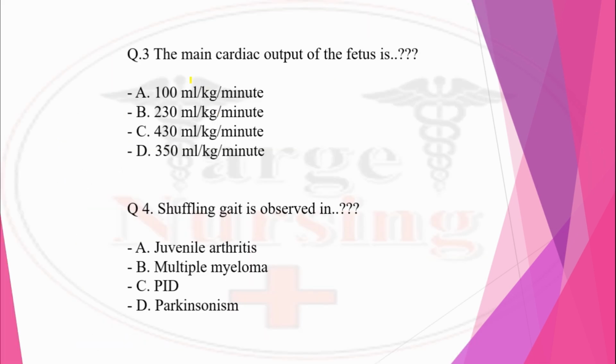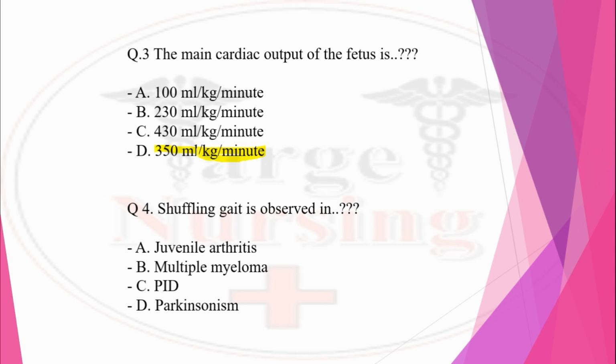The third question is the main cardiac output of the fetus. Okay, so the question is asking the main cardiac output of the fetus का मेन कार्डियक आउटपुट कितना होता है. ठीक है, तो इसका जो राइट आंसर है वो है हमारा 430 ml per kg. ओके, सॉरी 350 ml per kg per minute. Okay, the right answer is 350 ml per kg per minute.